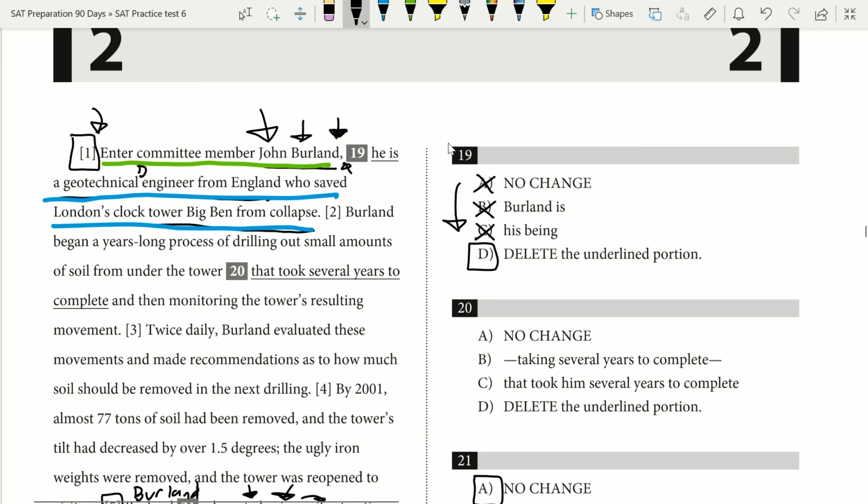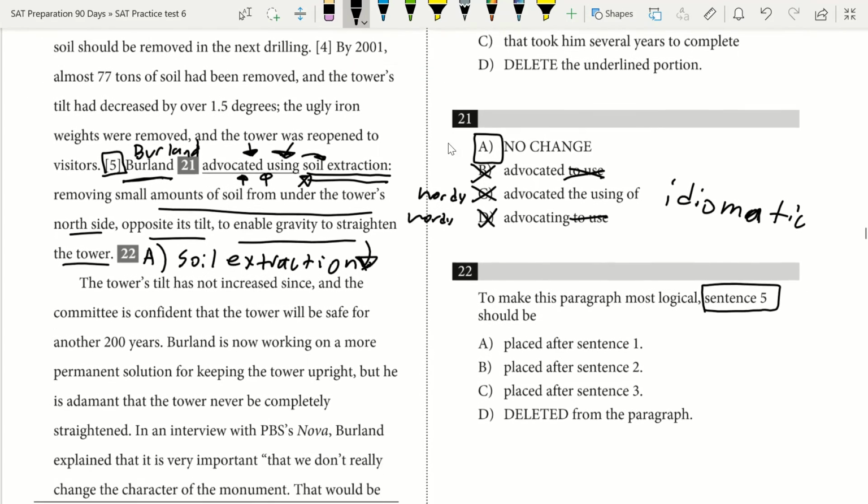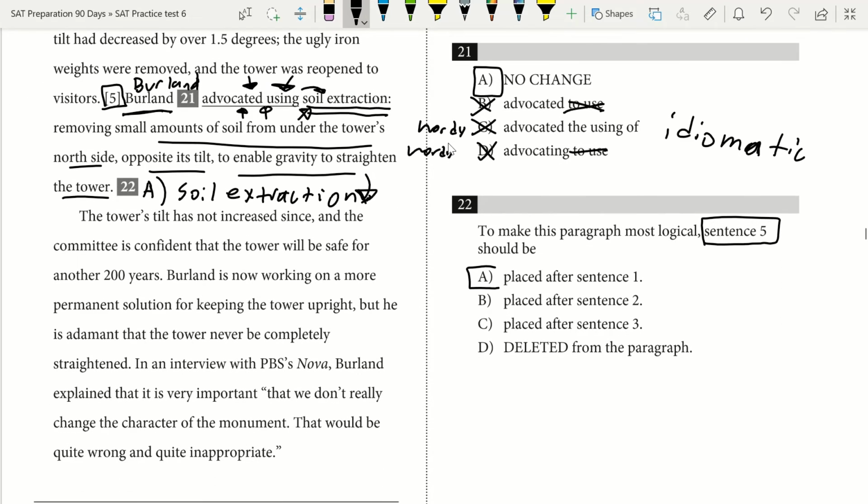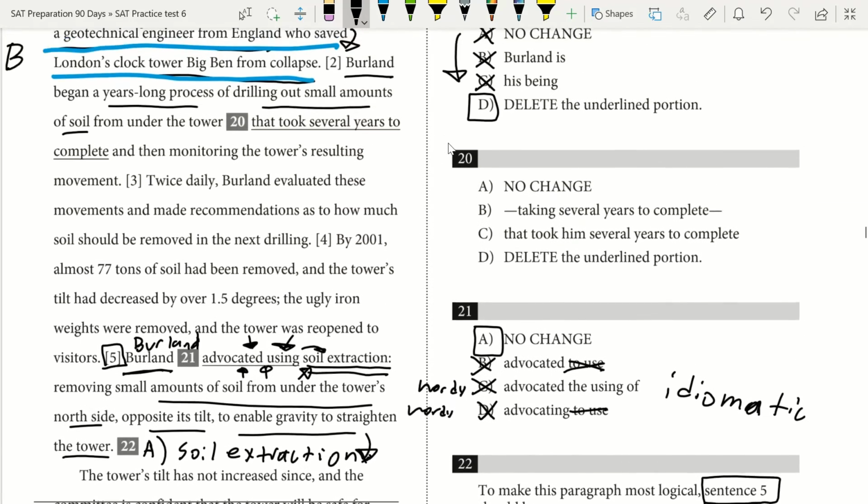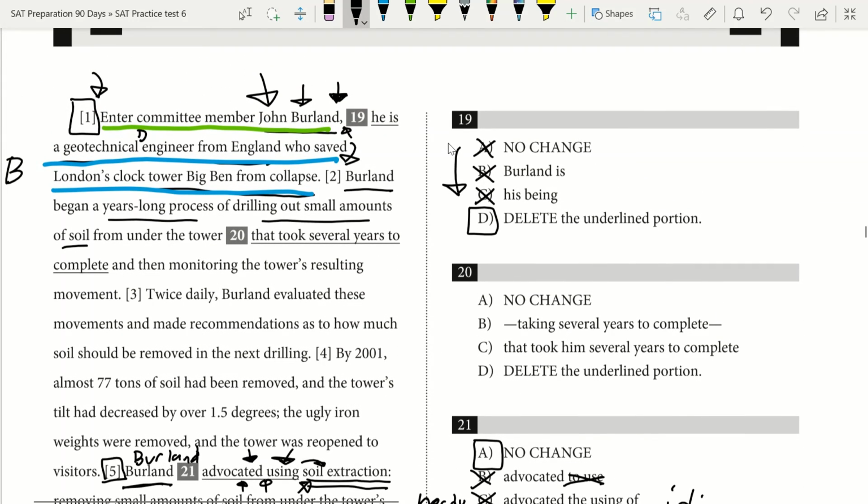So let's look at sentence 2 and see if that has what comes after, because we've already found what should come before it. Let's double check that by making sure what comes after then is a discussion of that soil extraction. So we have Berlin began a years-long process of drilling out small amounts of soil, which is soil extraction. So therefore we know that we're going to place it after sentence 1. So sentence 5 needs to come after sentence 1, because it matched what we talked about and what should come before that sentence and what should come after. Now we can go ahead and read on and solve for number 20 real quick.